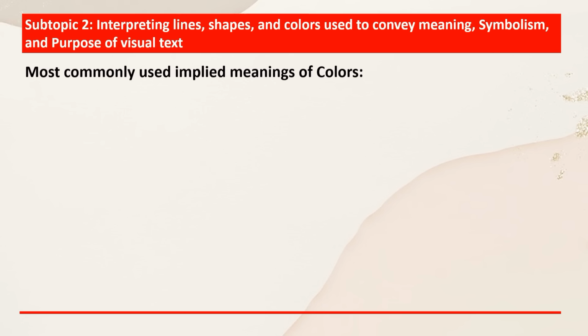If lines and shapes convey different meanings, then so do colors. The symbolism of colors is one of the most exciting aspects of visual communication. Most commonly used implied meanings of colors.